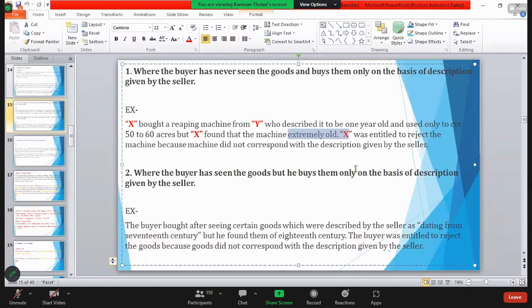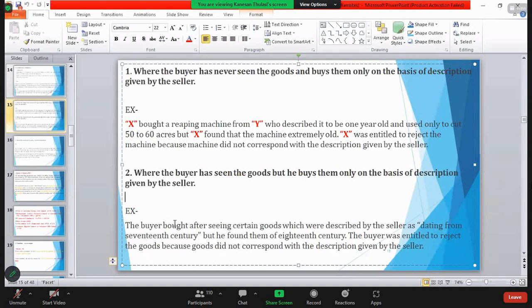This is one side. The second one is where the buyer has seen the goods, but buys them only on the basis of the description given by the seller. In the first case he never saw the goods, but bought them because of the seller's description. Second, the buyer has seen the goods, but by the explanation given by the seller, the buyer bought the goods.